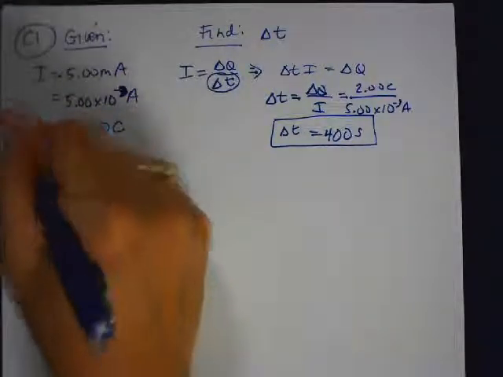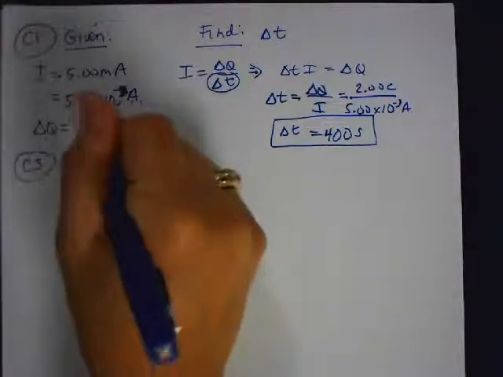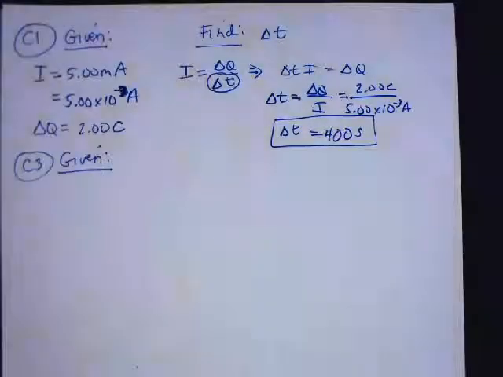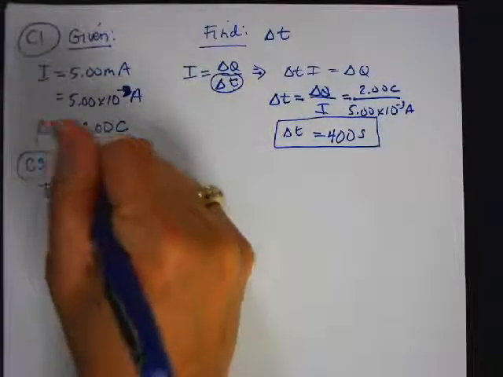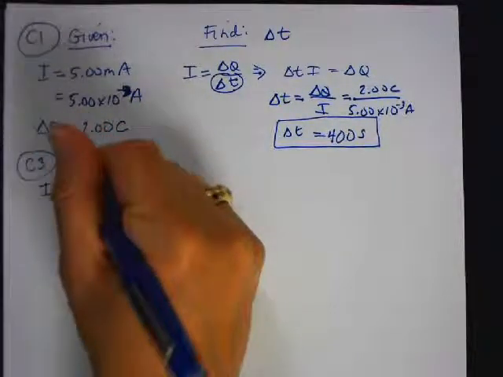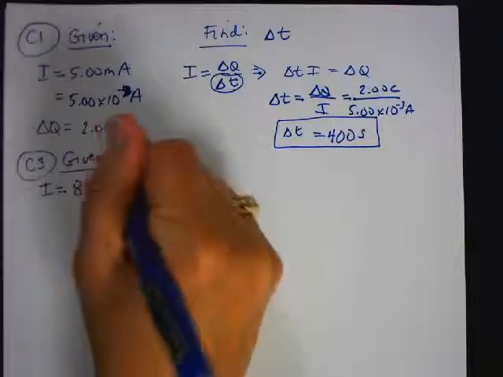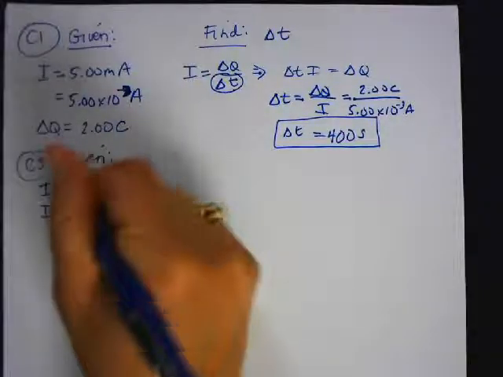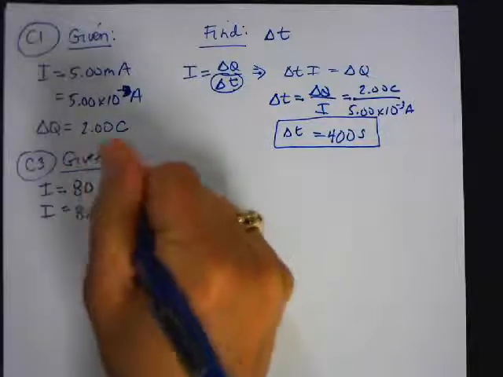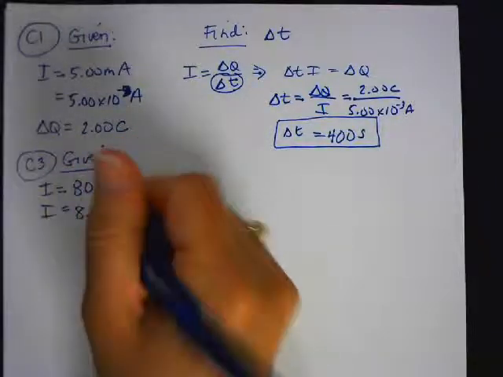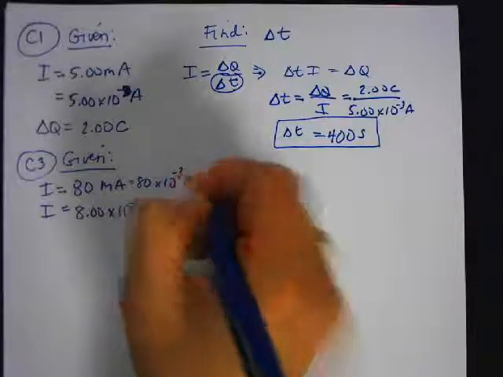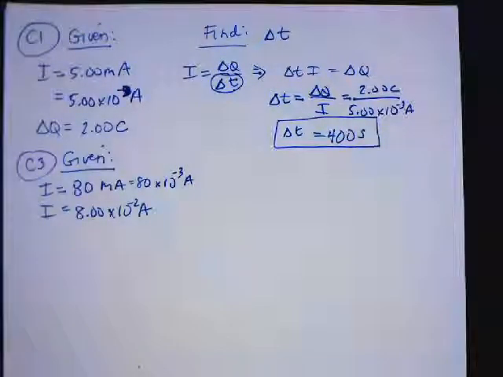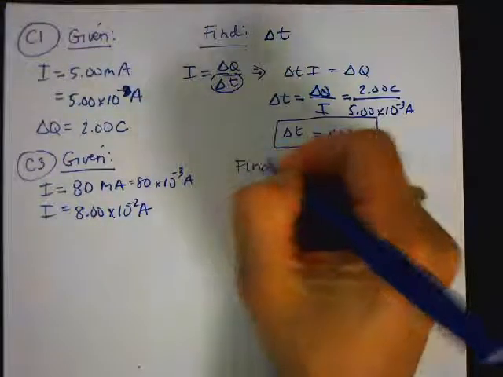Okay, C3. It says if a metal wire carries 80 milliamps, so I is equal to 80 milliamps. If I put it in correct scientific notation, it would be 8 times 10 to the negative 2 amps, because it would be 80 times 10 to the negative 3. Okay. How long does it take? So I want to find T.